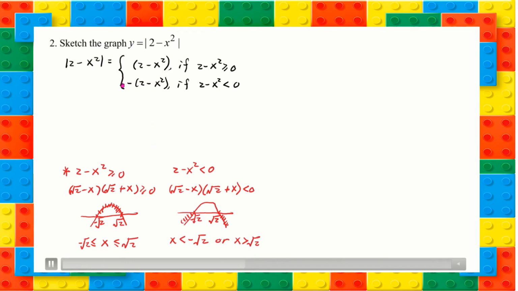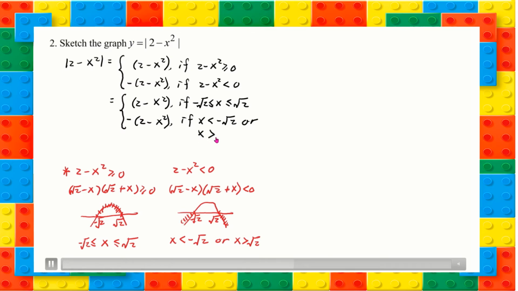Now we rewrite the piecewise function where for positive 2 minus x squared, the set of value of x is greater than negative square root of 2 and less than positive square root of 2. Now for negative 2 minus x squared, the range of value of x is x less than negative square root of 2 or x is greater than positive square root of 2.